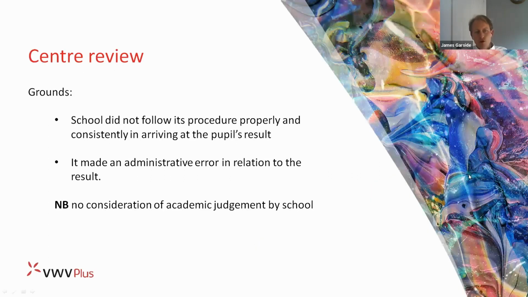So the centre review, the grounds are only two at this stage: that the school did not follow its procedure properly and consistently in arriving at the pupil's results, or it made an administrative error in relation to the result. Now, this is a really key point because there is no consideration of academic judgment by the school at this stage. And actually the guidance suggests that there should not be any consideration of academic judgment. That's worth bearing in mind when we come on to look at complaints in a short while.